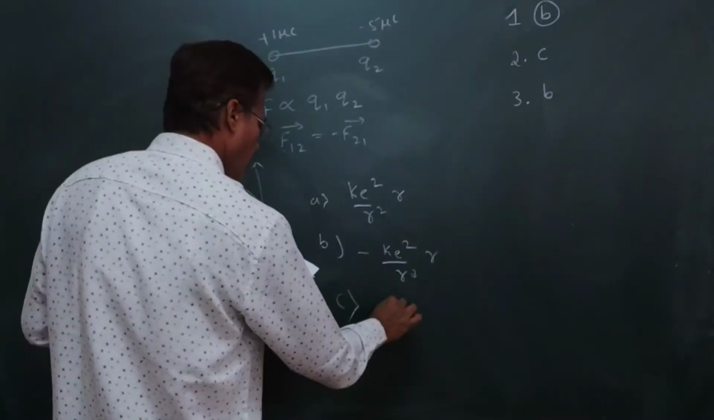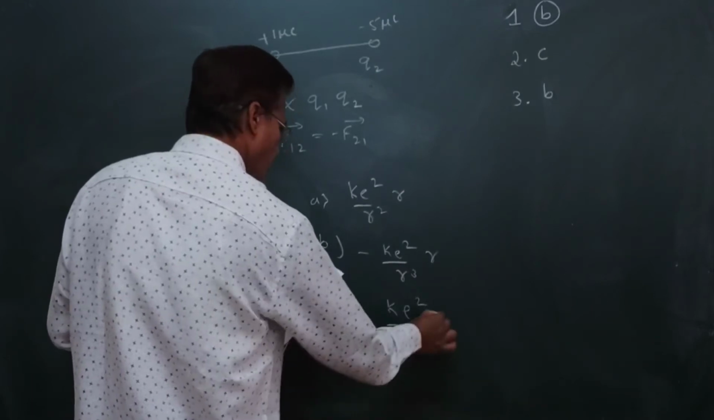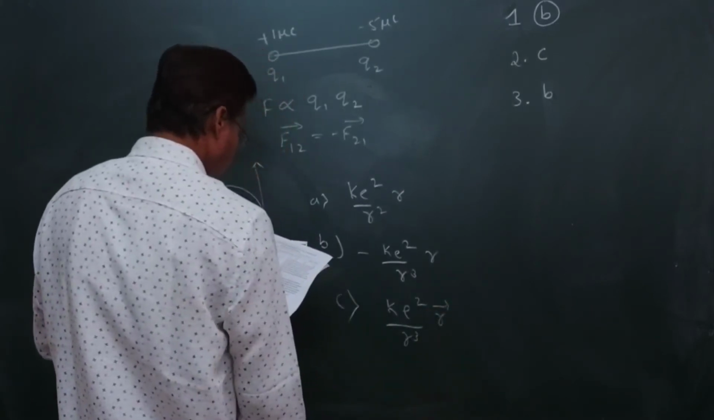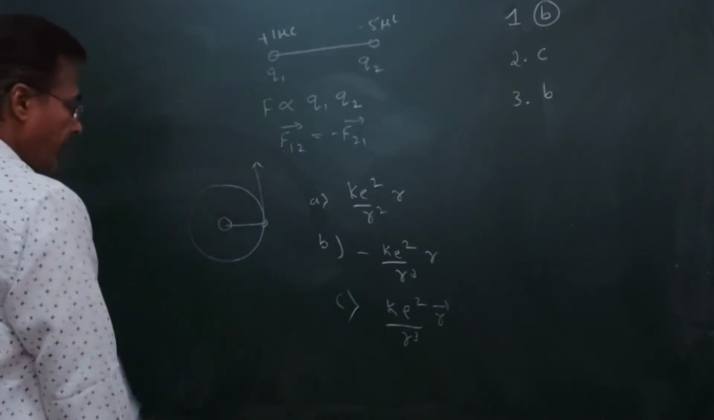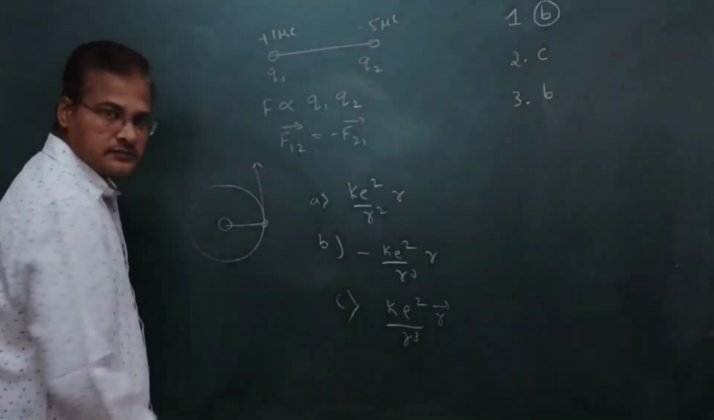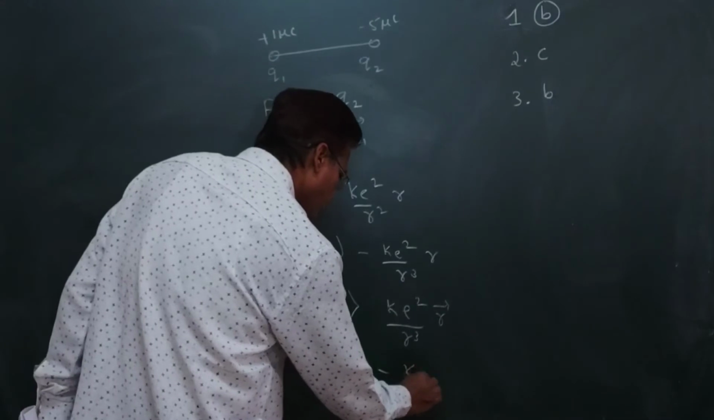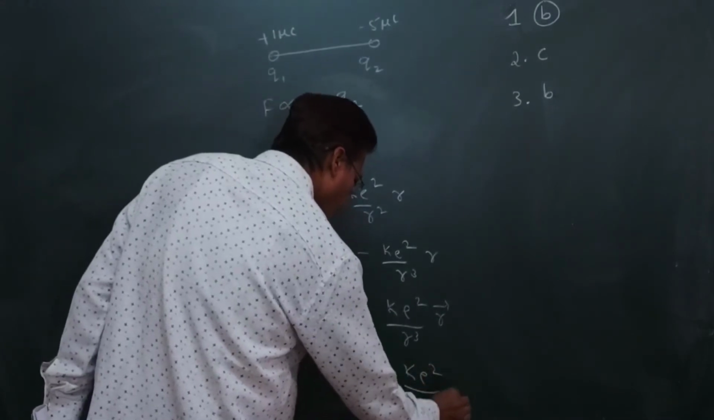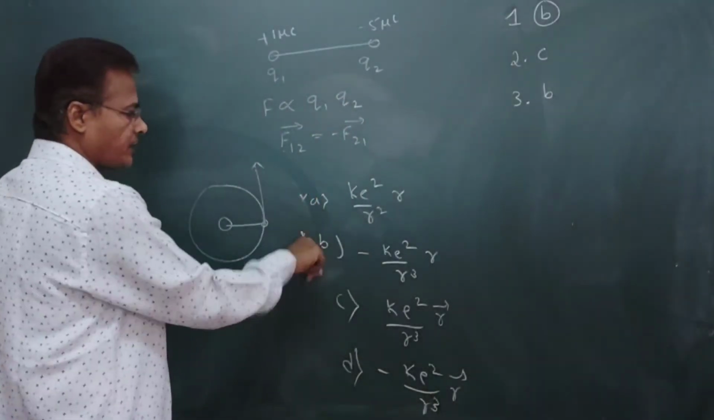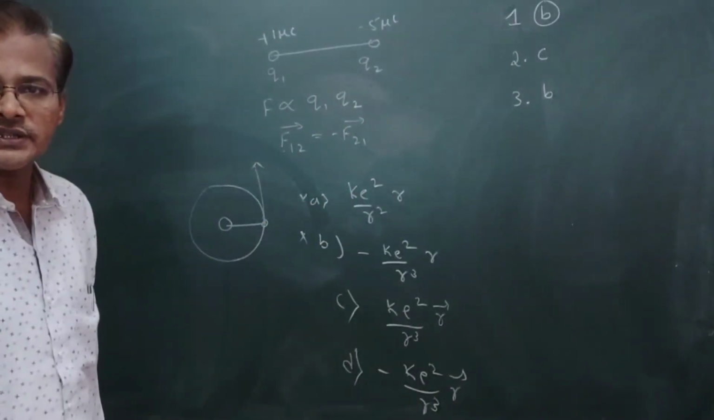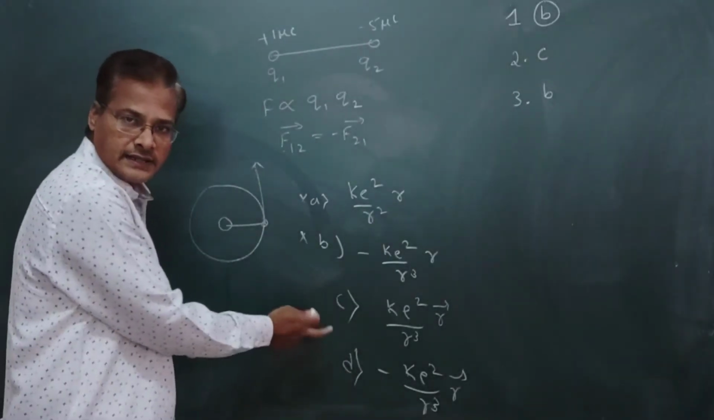And C: k e square by r cube into r vector. This is correct, but we have to see the direction. Another one, option D: minus ke square by r cube into r vector. So which is correct, either C or D? A and B are not correct because there are no vector notations, so we are thinking about C or D, which is correct.